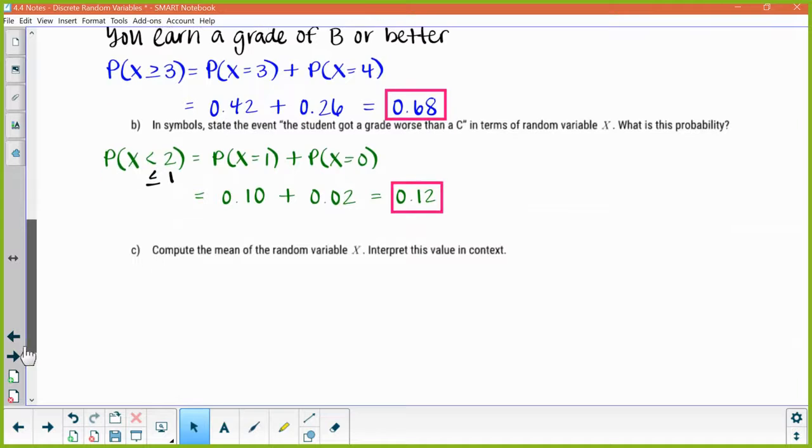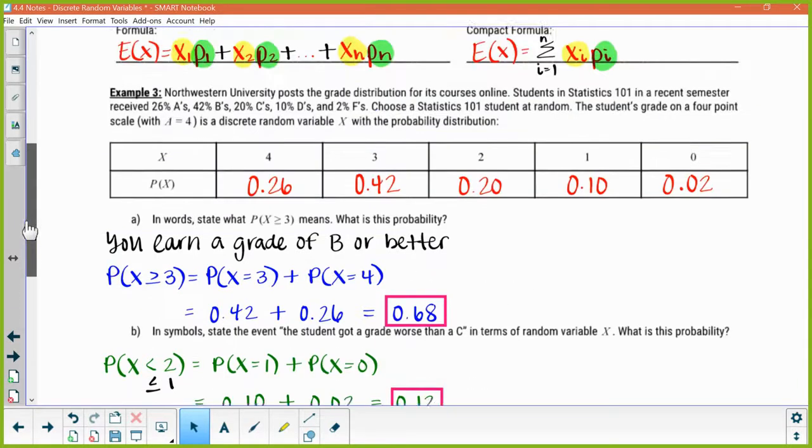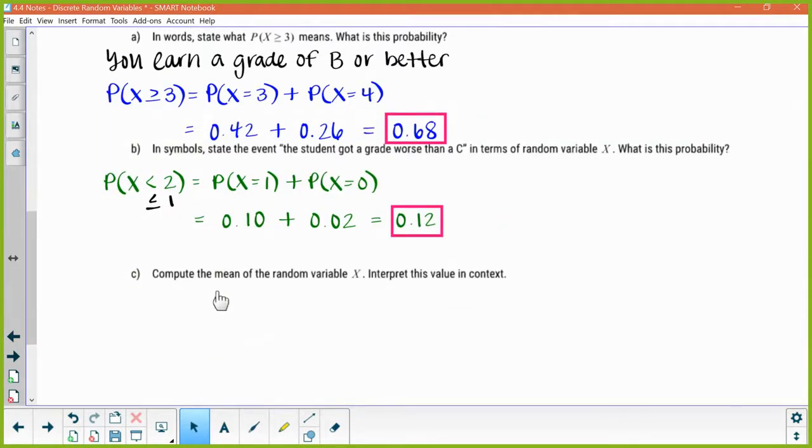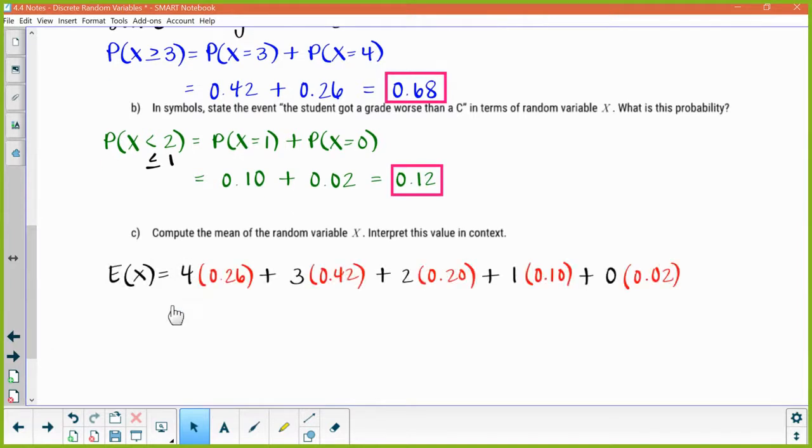Now we're going to compute the mean of the random variable X. So I'm going to go back to the formula up here. I'm going to take each outcome and multiply it times its probability. So 4 times 0.26 plus 3 times 0.42 plus 2 times 0.2 plus 1 times 0.1 plus 0 times 0.02. I'm going to write that out. So my outcomes, my probabilities, I plug all this into my calculator and I get 2.8.